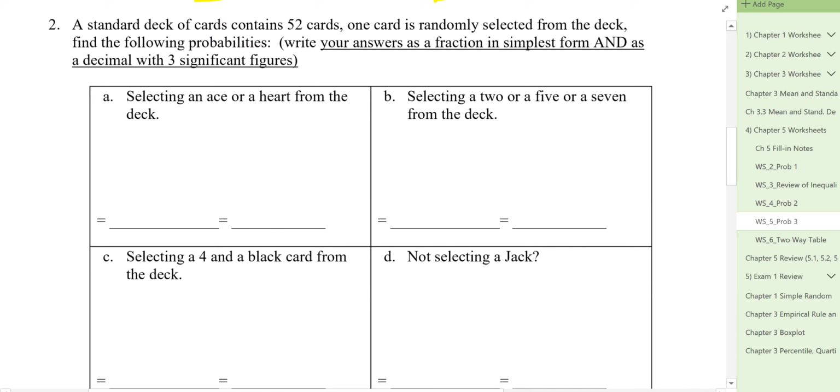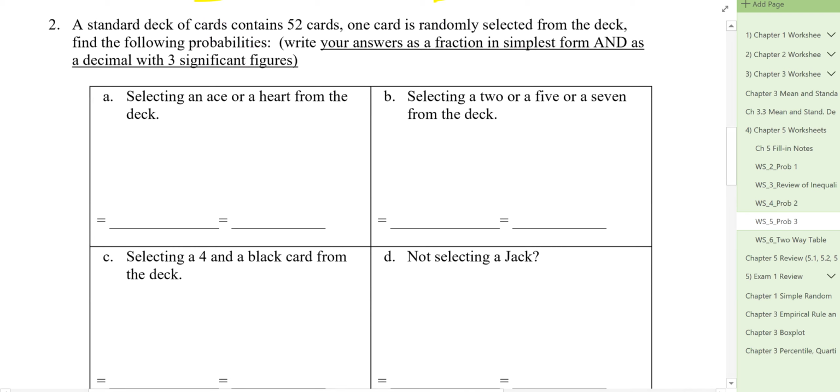One card is randomly selected from the deck. Find the following probability. Write the answer as a fraction in simplest form and as a decimal to 3 significant figures. Okay, so let's do that one. A deck has 52 cards and I'm randomly selecting 1, so selecting an ace or a heart from the deck. Okay, let's think about it.